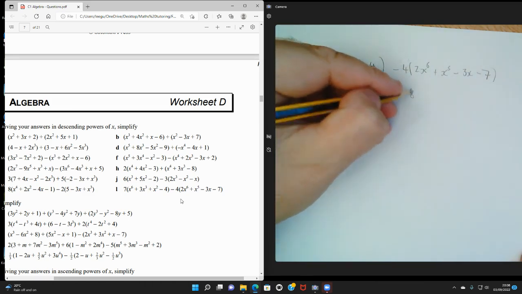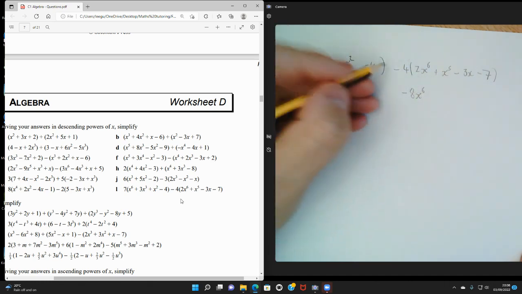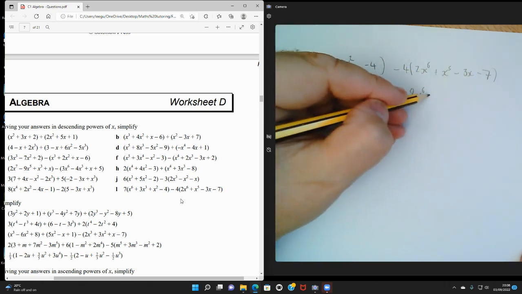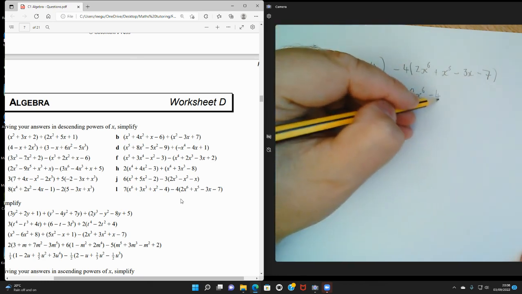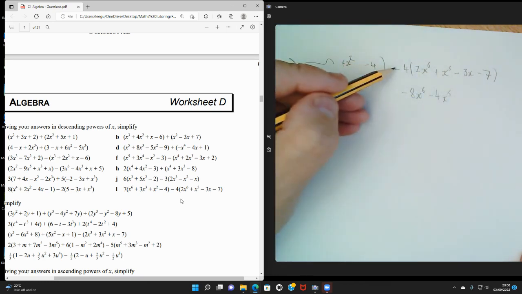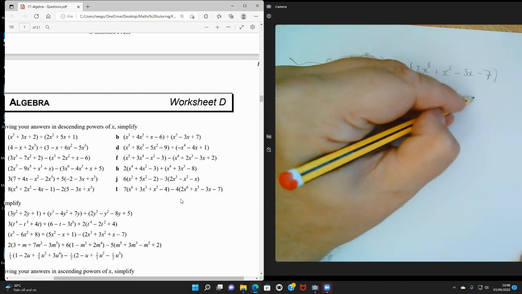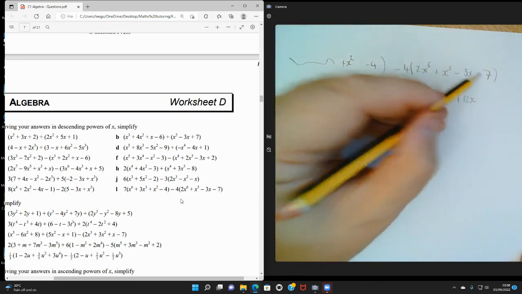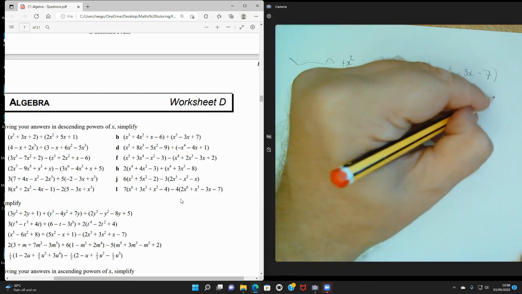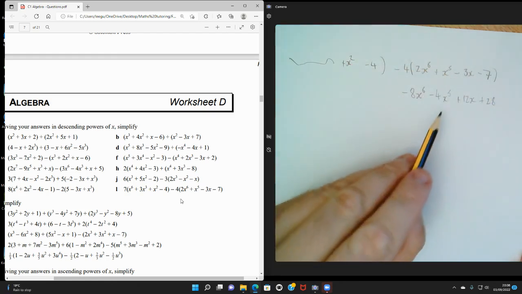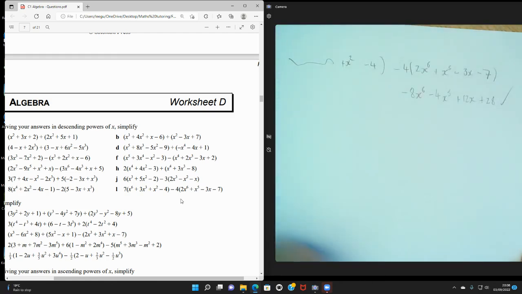So that is -8x to the 6. And then -4 times that is going to be minus 4x to the 5. A minus times a minus makes a plus, so positive 12x. And then finally, -4 times -7 is positive 28. Okay, so that's the correct approach. And that's where I think in that particular one, students could be making a mistake.